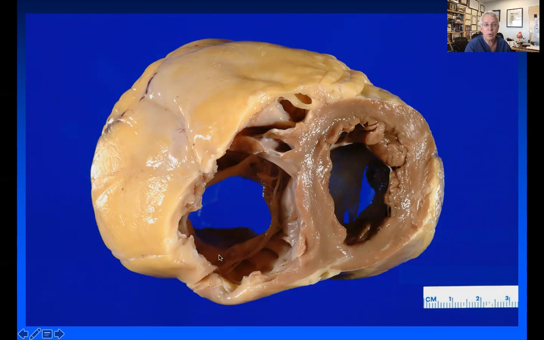The right ventricle shown here is very dilated and thin, and the wall is replaced with fat. The left ventricle is essentially normal.